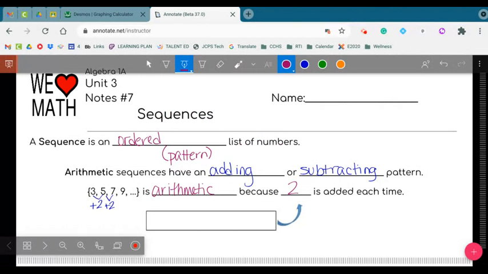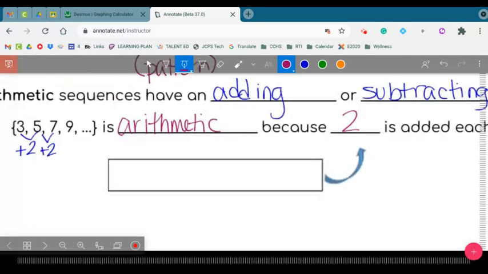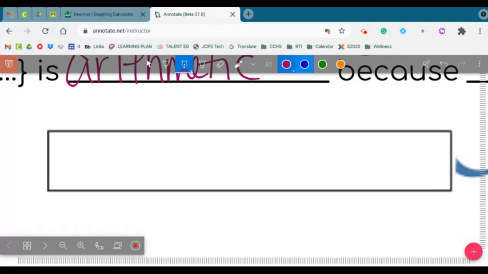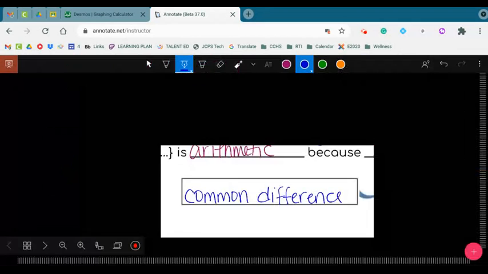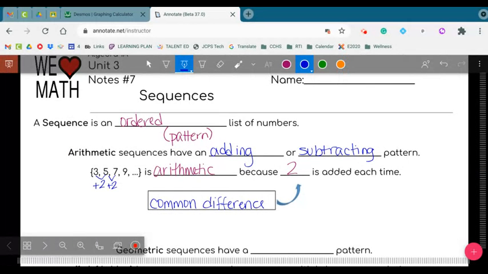Now the 2 has a specific name. The number that we add or subtract each time for an arithmetic sequence is going to be called a common difference. Okay, so that's the first one, arithmetic.